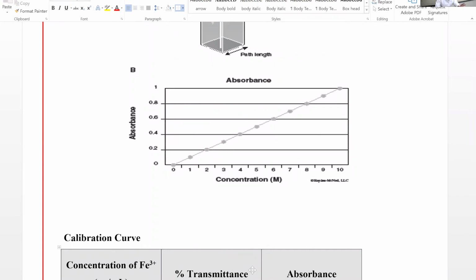The unknown solution, we already know that it is iron because we are adding the same reagent. We just don't know what the concentration of the iron is. And that's the end of the pre-lab discussion for this experiment, which is the last experiment for this lab manual.